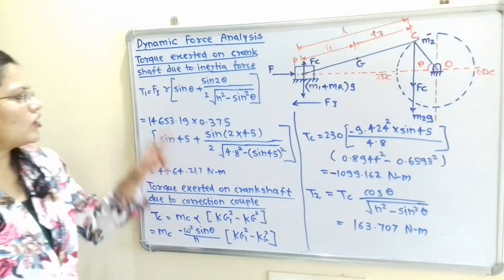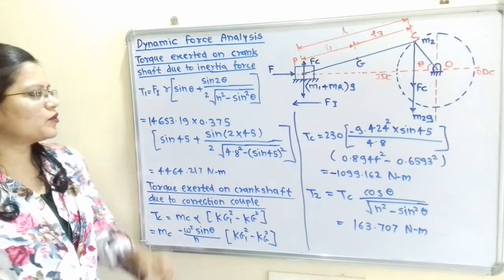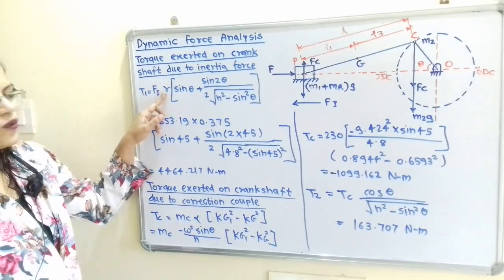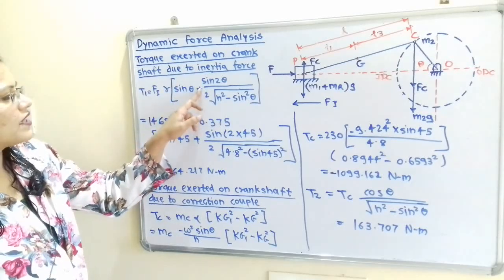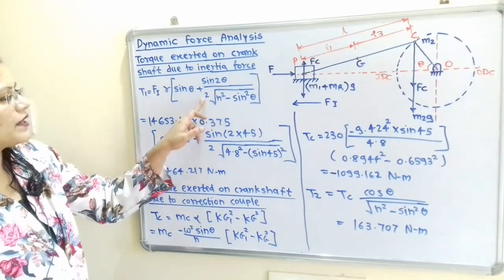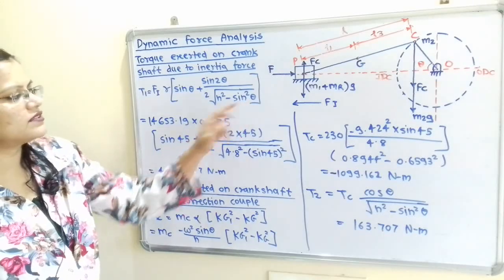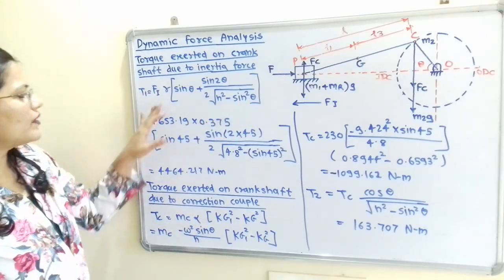So this torque is called T1. So what is the formula? T1 is equal to Fi into R times (sin theta plus sin 2 theta divided by 2 under root of n square minus sin square theta). Now we will put the value.